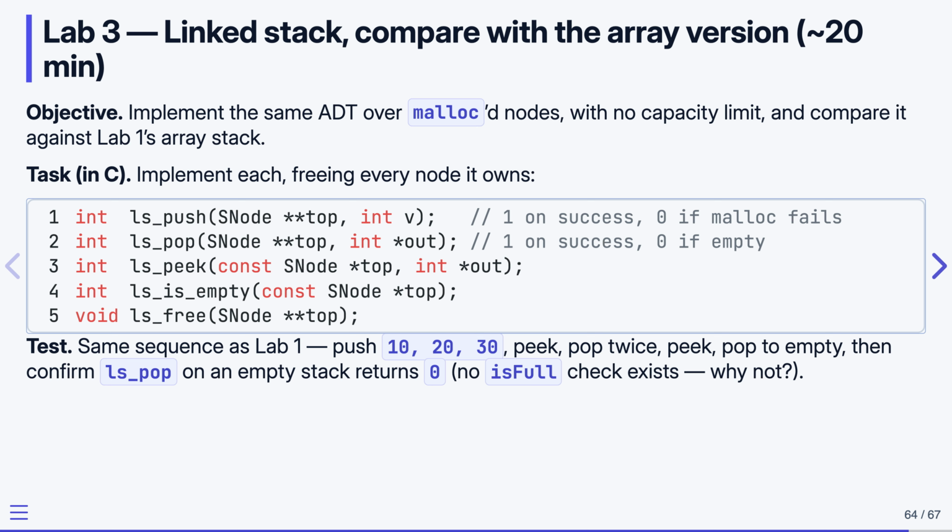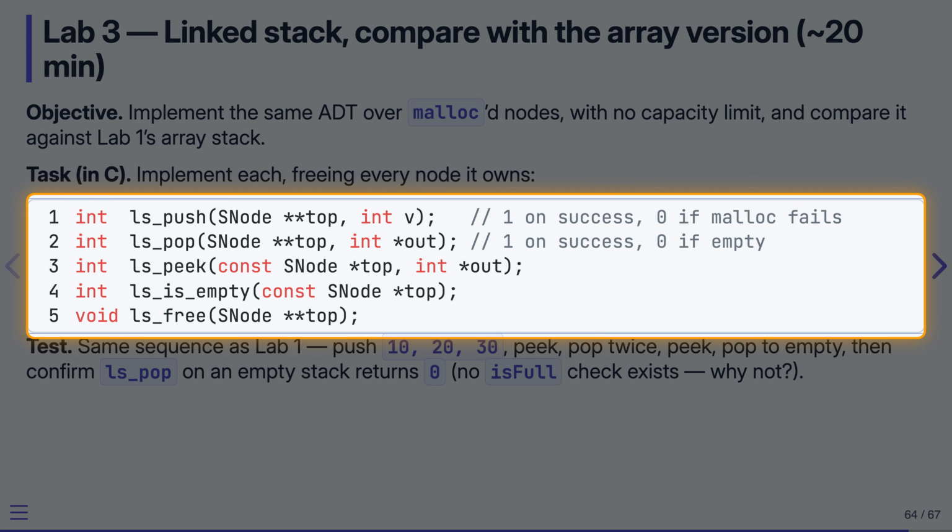Lab 3 is the compare task. You build the same stack again, but this time over nodes from malloc with no capacity limit. Then you compare it with Lab 1's array version. You have about 20 minutes.